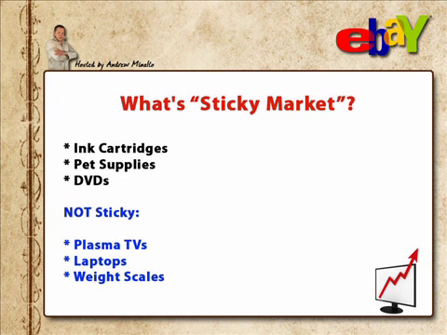So basically, a sticky market is a market where people buy the same or closely related products on a regular basis. There isn't a definite line between sticky and non-sticky markets. However, I think you should have a pretty clear idea what I'm talking about. Especially if you're just starting off on eBay, it's a really good idea to find sticky market, as it will really pay off in the long term.